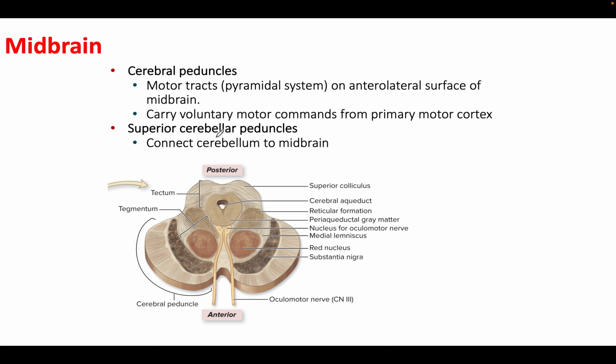We also have something known as the superior cerebellar peduncle. So again, we have this term peduncle. This is connecting our midbrain with our cerebellum. And again, it is transmitting some motor information from the cerebrum to the cerebellum prior to this information going out to the periphery to initiate some type of motor activity.